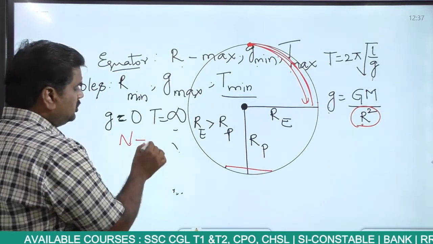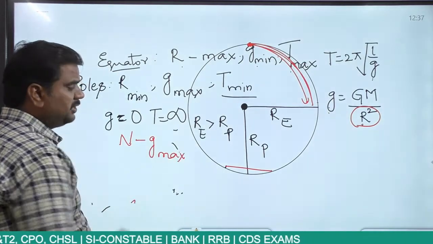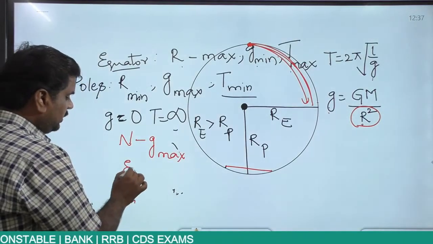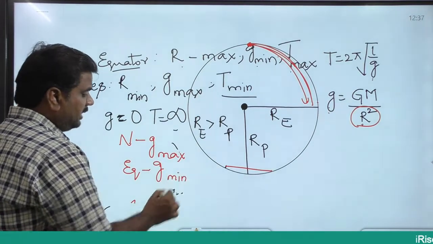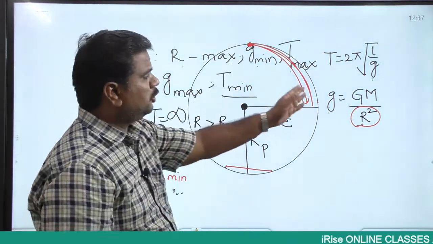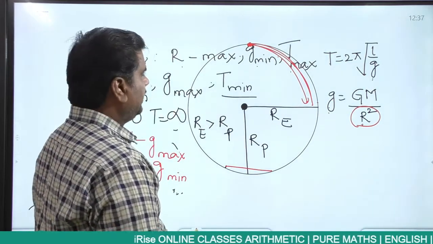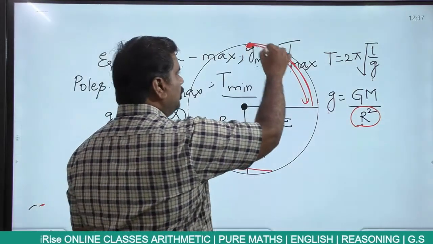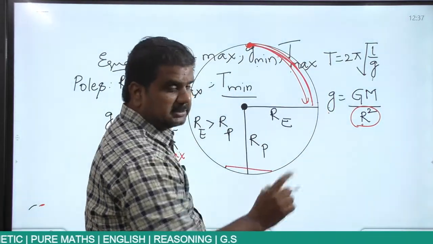So near the poles, what is the value of g? Near the poles, the value of g is maximum. Near the equator, the value of g is minimum. So you are moving from maximum value to minimum value. When you are moving from north pole to south pole, the acceleration due to gravity decreases.